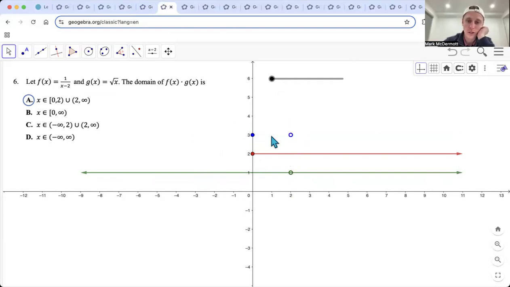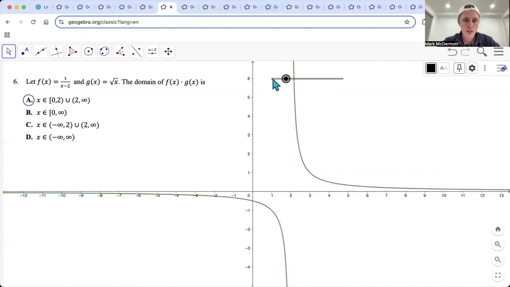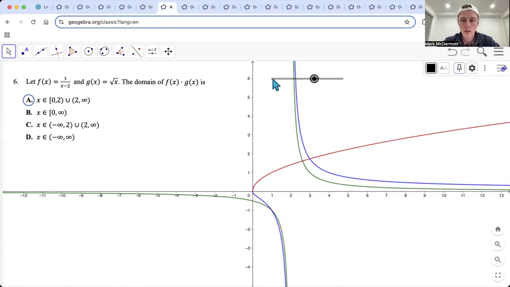So sure enough, if we graph these functions, that's f of x, it doesn't include 2. That's g of x, 0 to infinity. Okay, this is f of x multiplied by g of x, and you can see that it also doesn't include 2, but it stops at 0, doesn't go negative. So it goes from 0 inclusive to 2, not including 2, in union with 2 to infinity. So hopefully that makes sense. I feel like that's hopefully not too bad of a question.